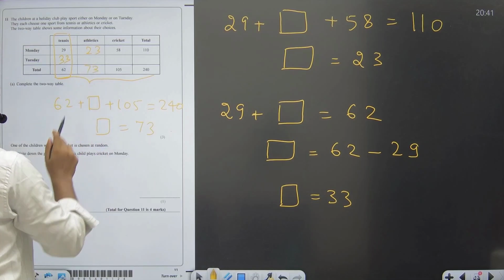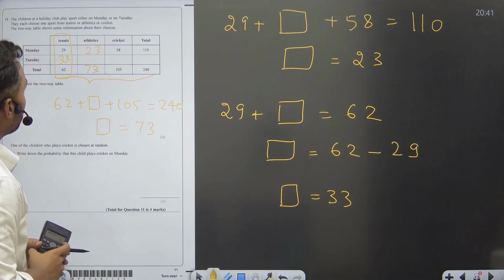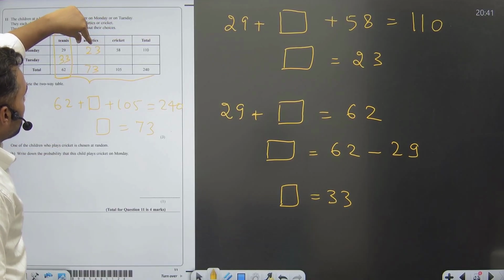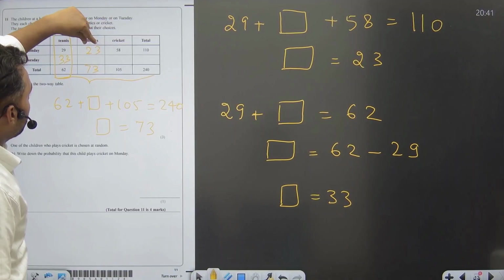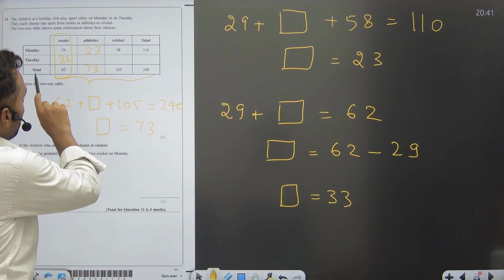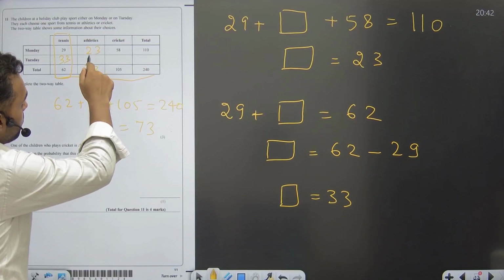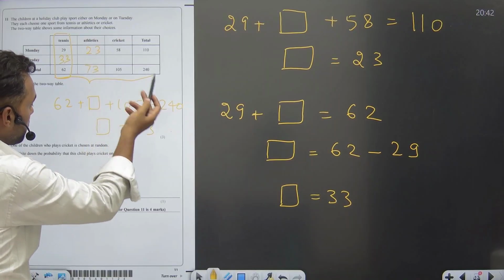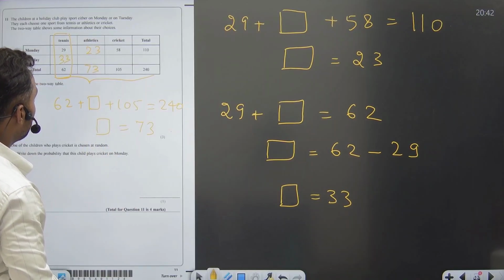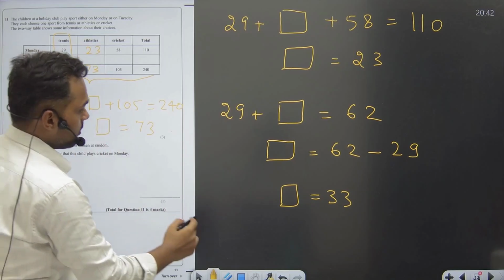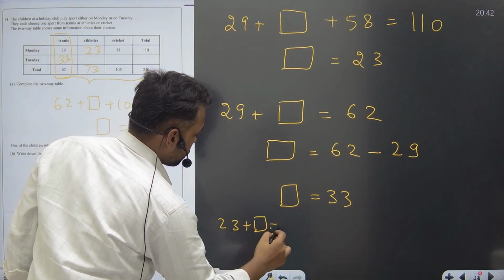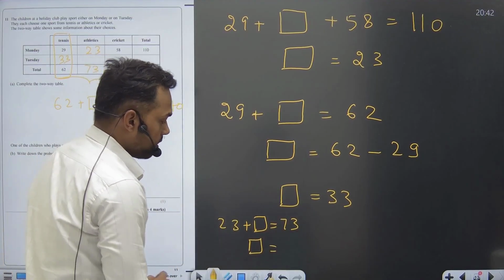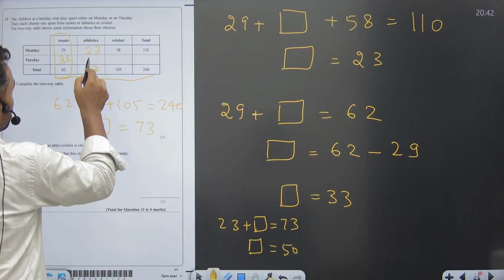This is our 73. Now see, for athletics, on Monday 23 children are playing, and the total is 73. The value for Tuesday is missing here, so it will be 23 plus box equal to 73. We transpose 23 to the right hand side, and you will get 50. So this box will be 50 students.